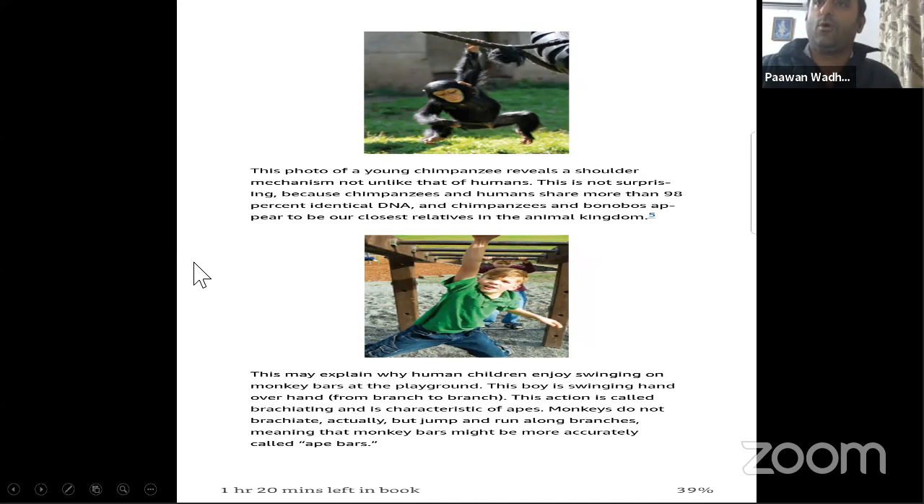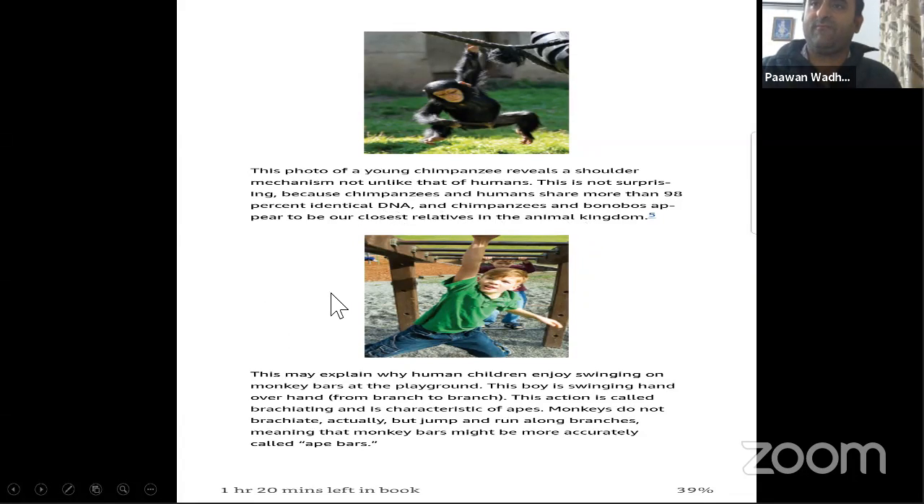You see this photo of a young chimpanzee reveals a shoulder mechanism. The shoulders of the chimpanzee are like our shoulders, and you see how strong they are because they are well aligned. This is not surprising because chimpanzees and humans share more than 98% identical DNA.